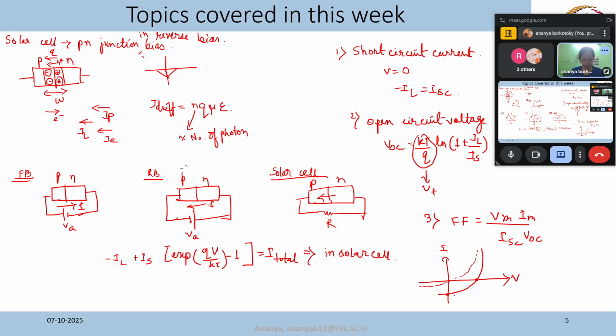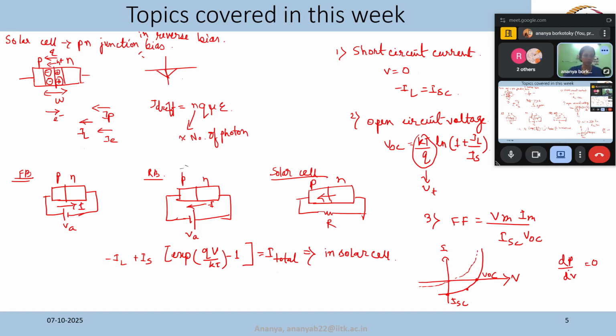Okay, so this is my open circuit voltage, this is my short circuit current, and for some point here we get the maximum power. What is power? I into V, right? That is the maximum power delivered to this load. And how can we calculate it? For maximum power, dP by dV will be 0. This is how we find the maximum point, right?